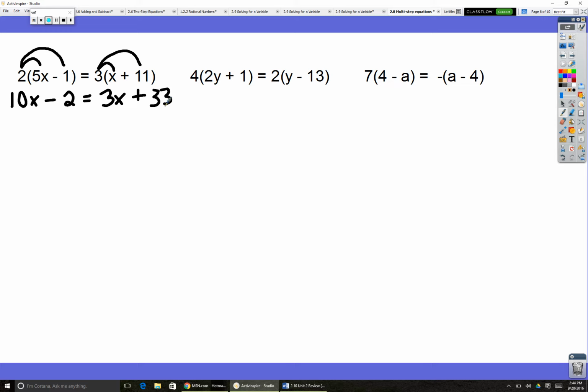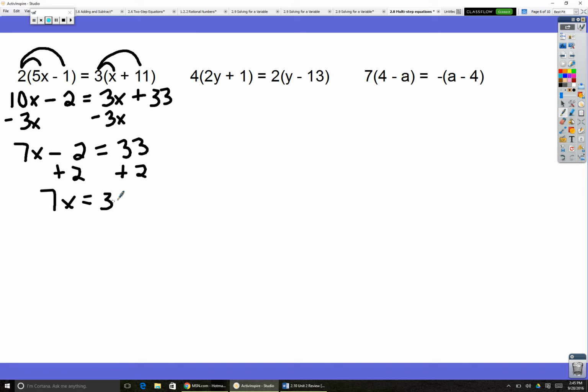Now I'm going to move my variables to the other side. So I'm going to subtract 3x from both sides. 10x minus 3x is 7x. I still have minus 2. Still have equals. 3x minus 3x is 0, so I'm not going to write anything there. And then I have positive 33. Now it's a two-step equation. Adding 2 to both sides gives me 7x equals 35.